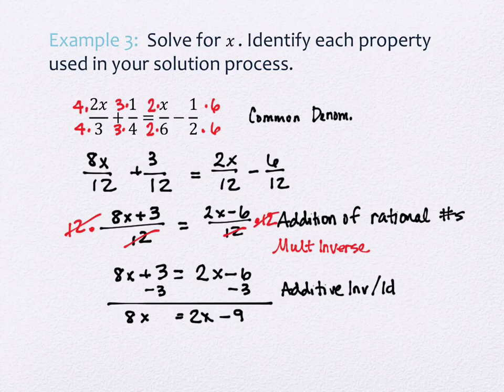So why do I say it's identity? Well, 3 plus negative 3 is 0, and you didn't see me write a 0 down. I just didn't write it. That's the additive identity. When I add 0 to something, it doesn't change it, so I don't need to write the 0 down.